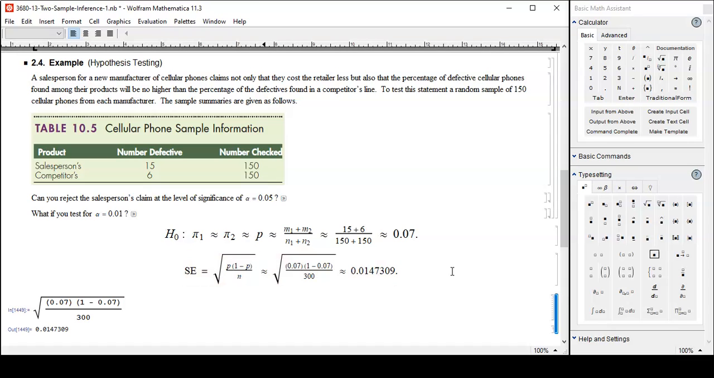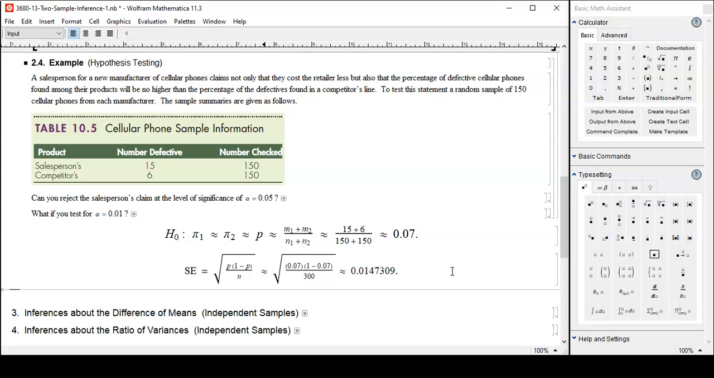Even under the null hypothesis, where the salesperson's new company versus competitor's company makes no difference, even under that circumstance, under that null hypothesis, we have two samples. One sample of 150 and the other sample of 150. Here, I pulled everything together as one single sample. This is for one sample inference. This is wrong.